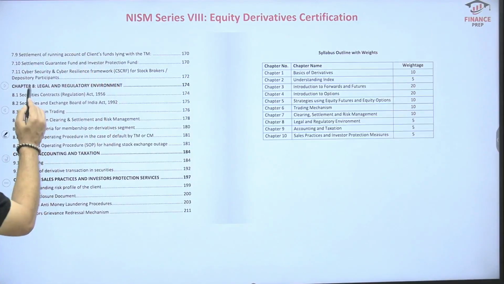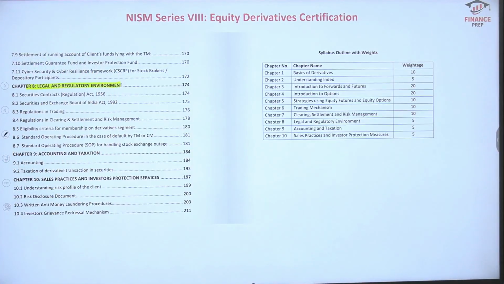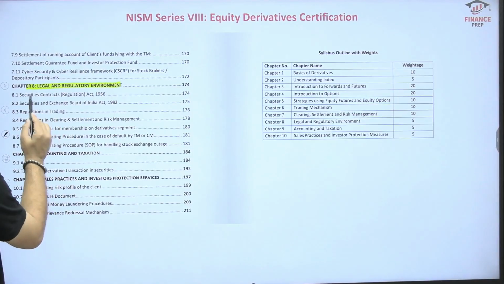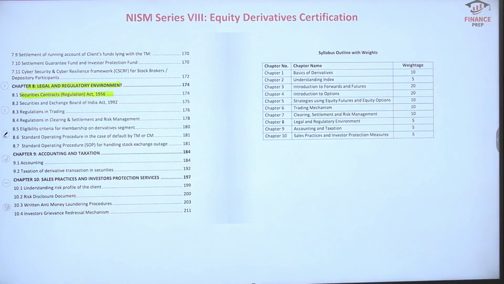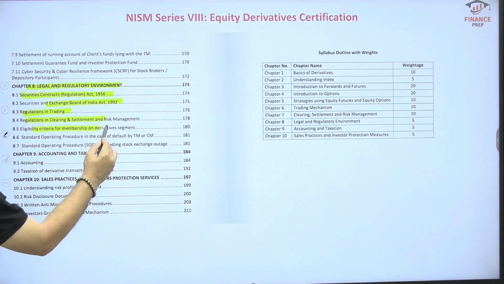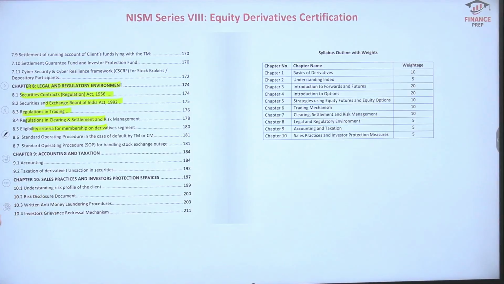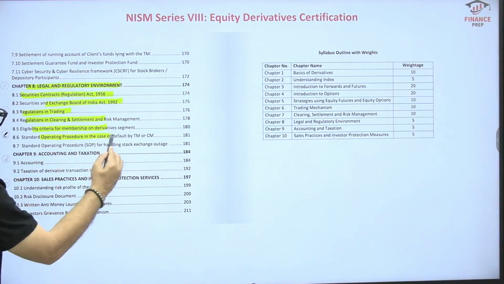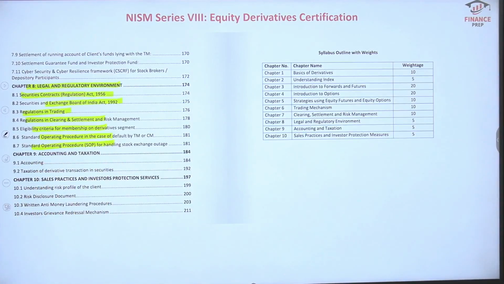Then the next one is legal and regulatory environment. So we have SCRA, Securities Contracts Regulation Act 1956. We have SEBI Act 1992, trading regulation in clearing and settlement, eligibility criteria for members of derivative segments, standard operating procedures, and standard operating procedures for handling stock exchange outage and others, right? The next unit is taxation and accounting. Then we have sales practices and investors protection services.